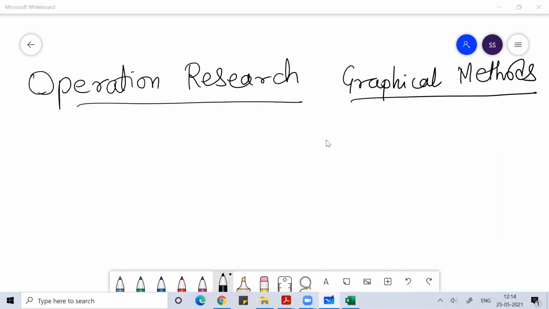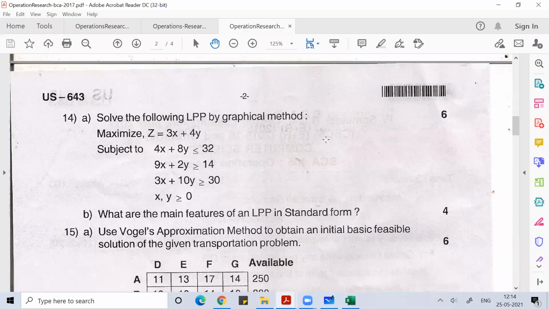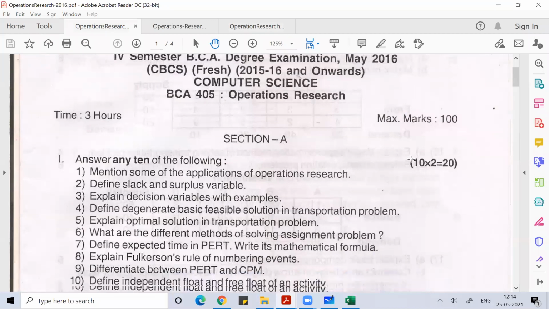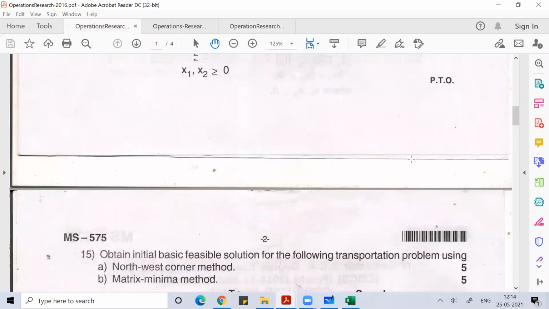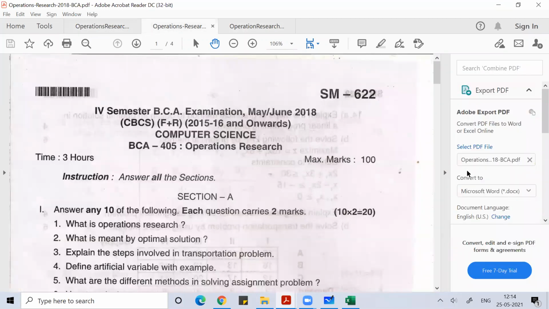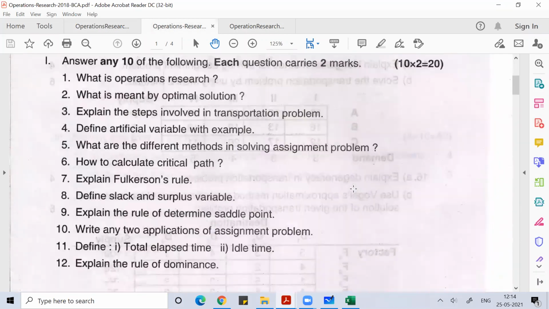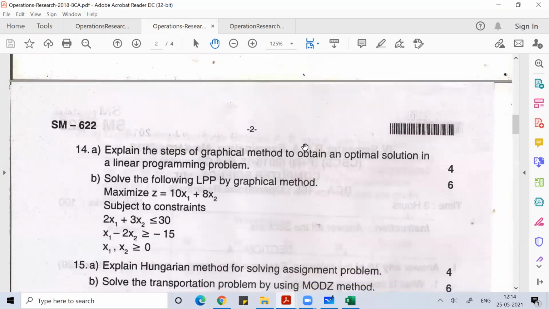Every year, if you observe the Bangalore City BCA fourth sem question paper of operation research, whether it is 2015, 16, 17, 18, whatever question paper I have, I can always show you that there is a question on graphical method being asked in the exam. Graphical method problems will come for 6 marks in the exam, but definitely they will come. It doesn't matter which year you talk about, you'll always find a problem on graphical method.